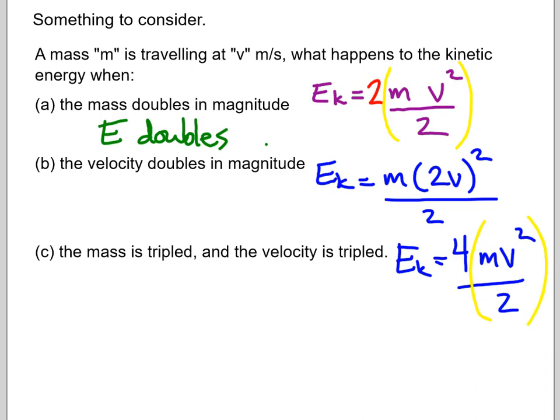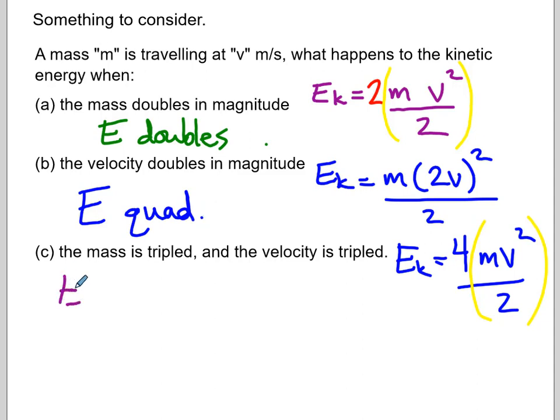So when you double the velocity, because that term is squared in the equation, the energy is quadrupled. Okay, and that's a really important thing to notice. And then lastly, the mass is tripled and the velocity is tripled. Okay, so we got lots going on in this one.